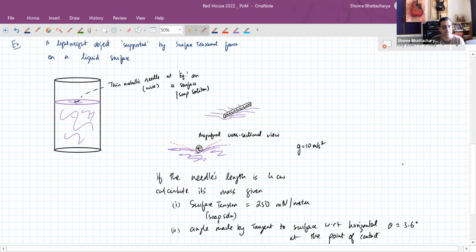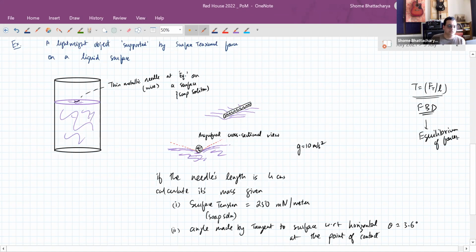So we'll use the definition that surface tension is equal to tangential force per unit length. We'll use this and we'll make an FBD and we'll balance the forces. We'll look at the equilibrium of forces acting on the needle.